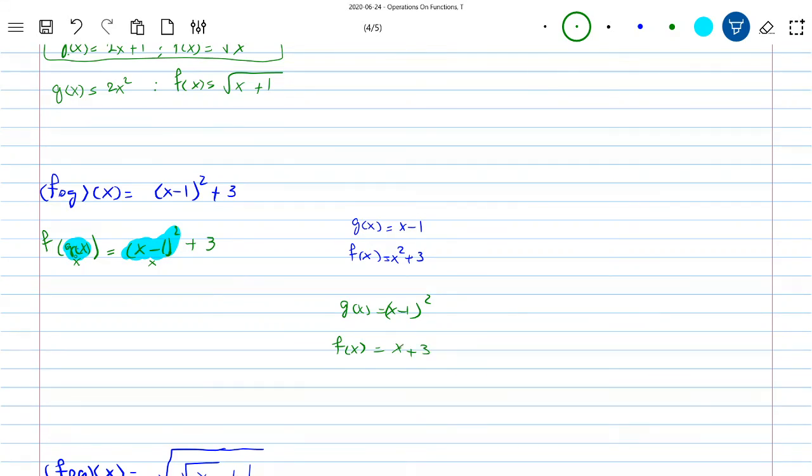And you can always try the composition. If you're given f and g now, try to figure out what is f of g of x. You should get exactly x minus 1 squared plus 3. Because this is x minus 1 squared, it goes into the function f, and it turns out to be x minus 1 squared plus 3. Otherwise, you've made a mistake.